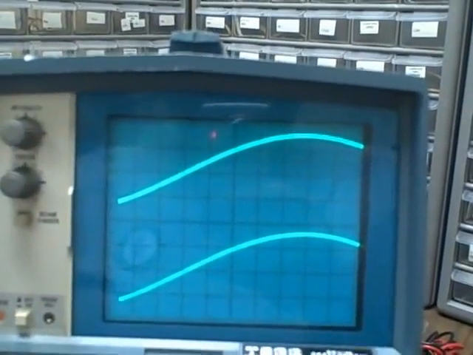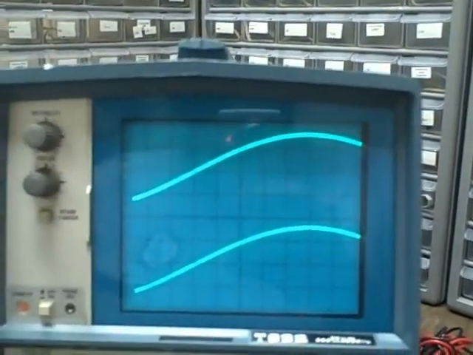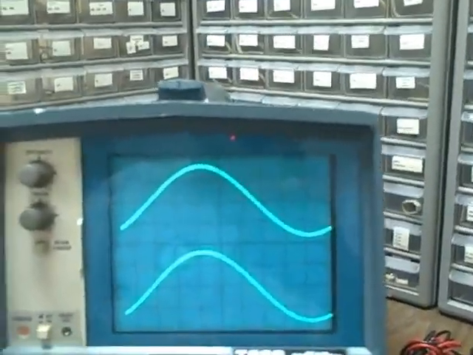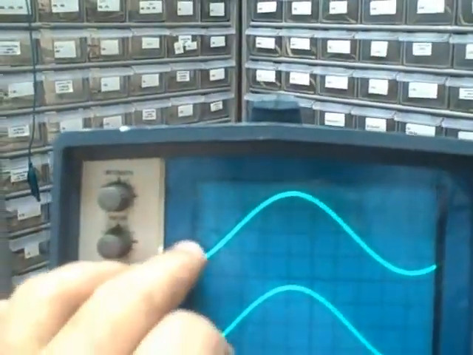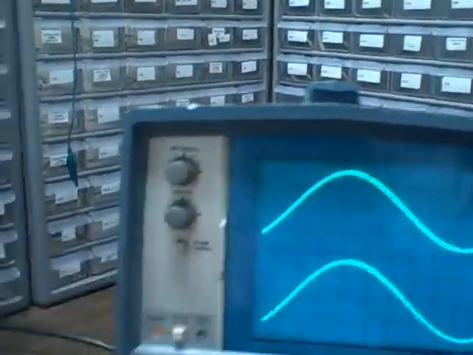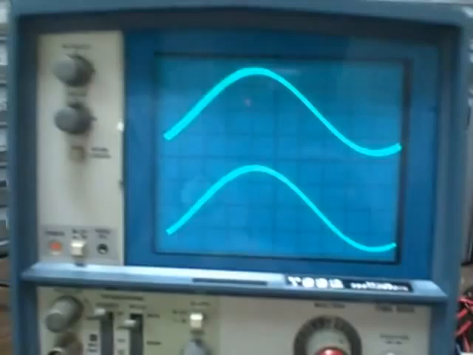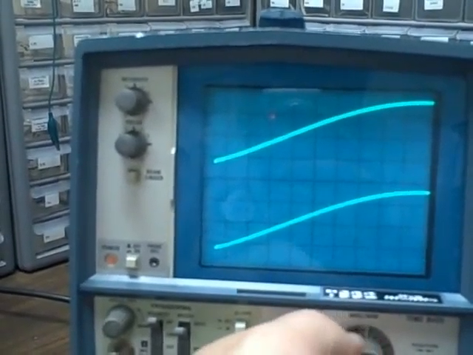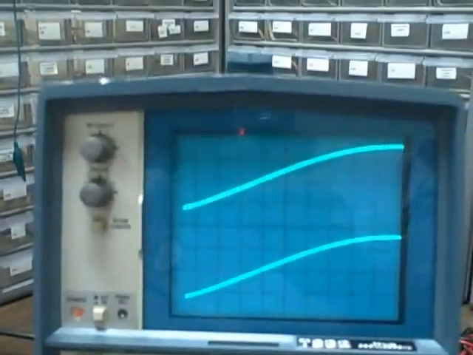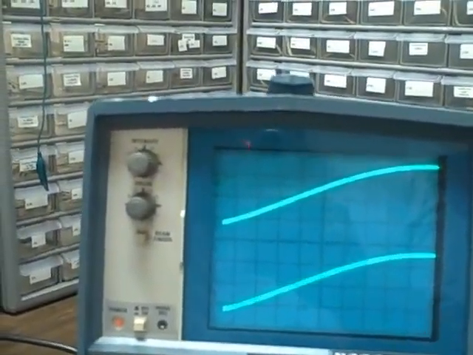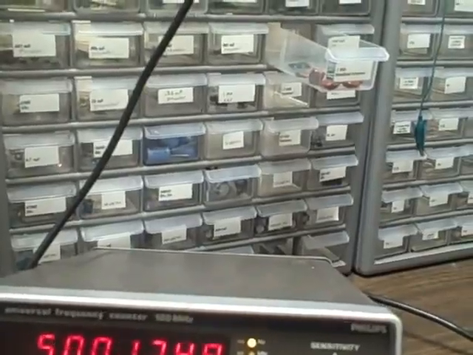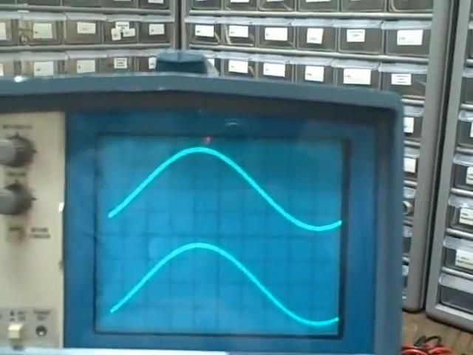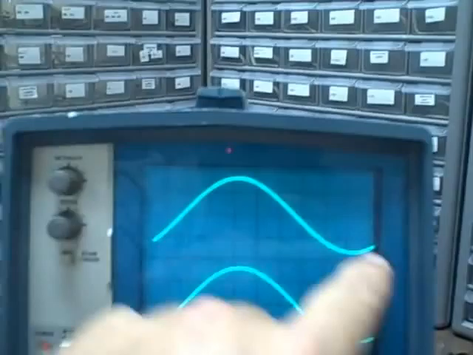Alright, 50 microseconds per division. Forgive me that little cycle or two. There's 2,000 hertz. We are completing one cycle in 10 divisions, and that's at 50 microseconds. Okay, 20 microseconds per division. 5,000 hertz, 20 microseconds per division, 10 divisions, one cycle.